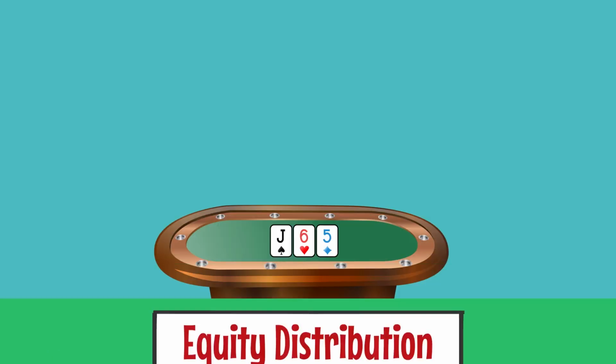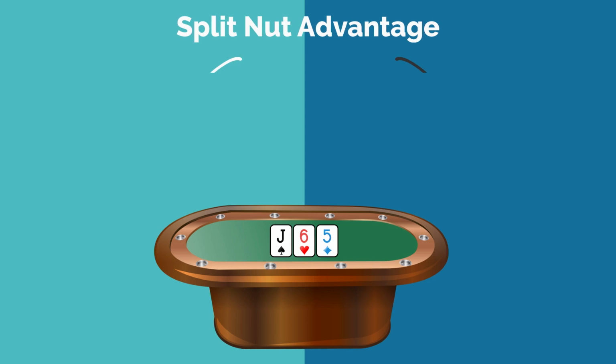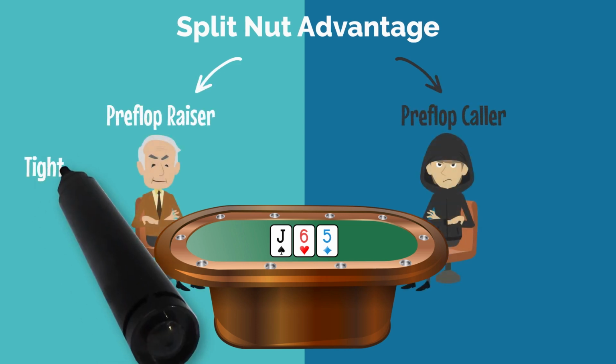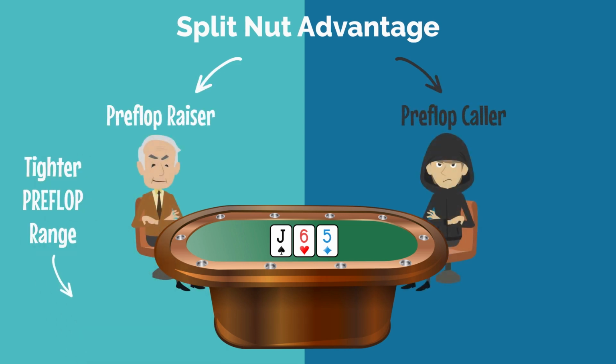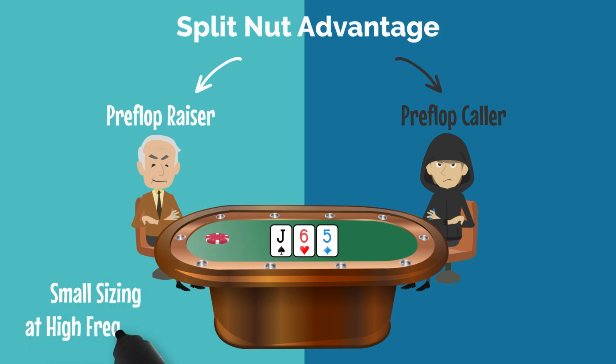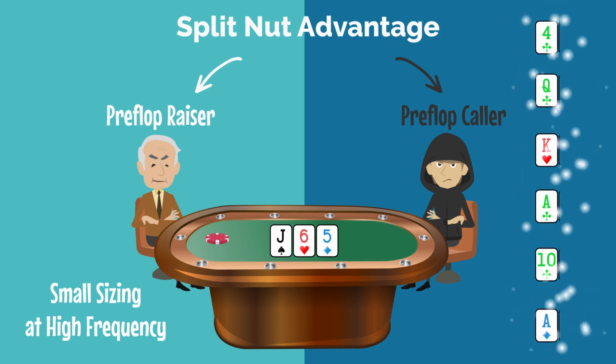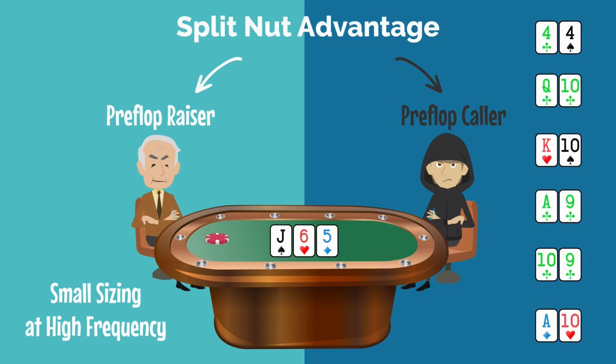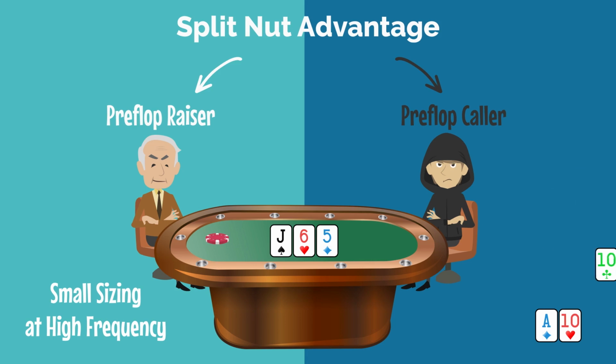There will be many flops where nut advantage is split between players, but one player has a tighter preflop range. A tight range means fewer weak hands. In this scenario, the player benefits from betting a small sizing with a high frequency because the other player will have a lot of hands which can't continue and have to fold to almost any sizing.